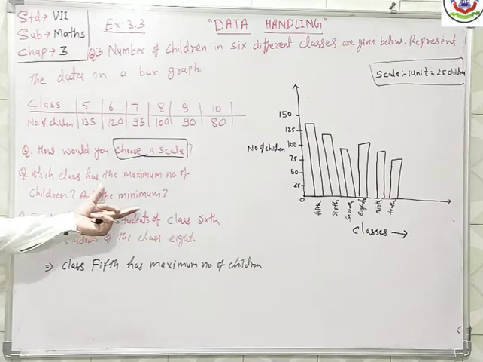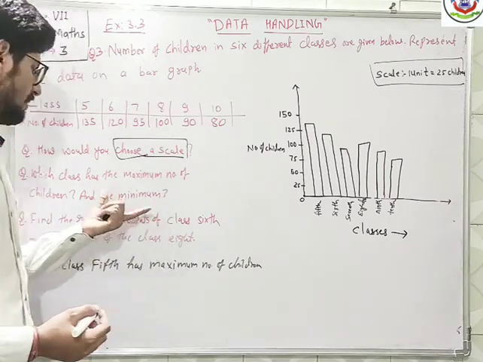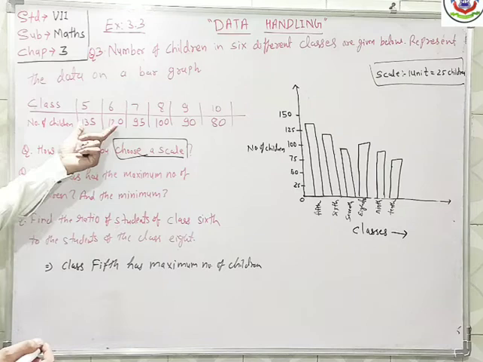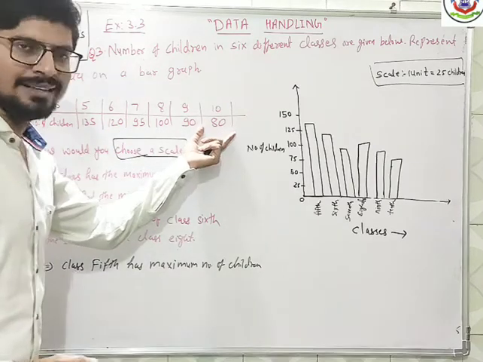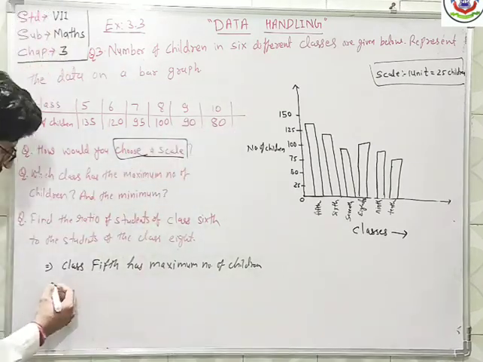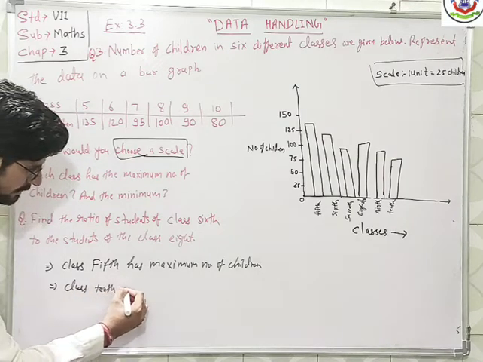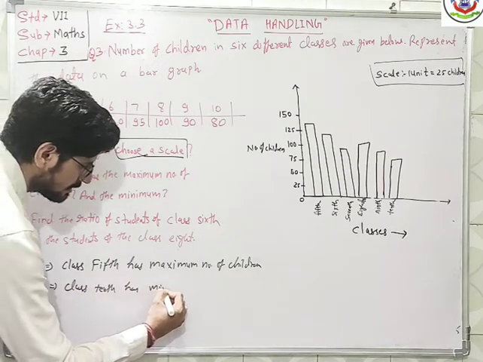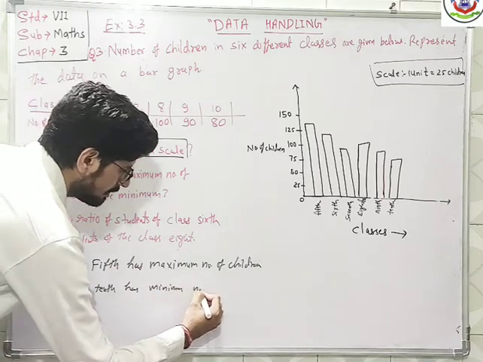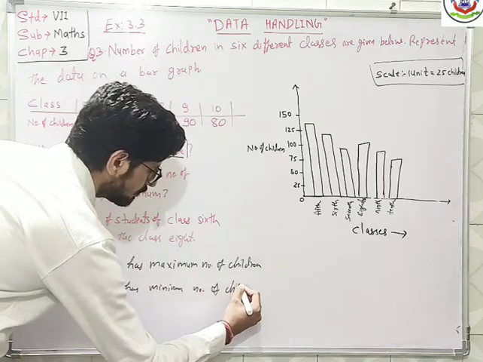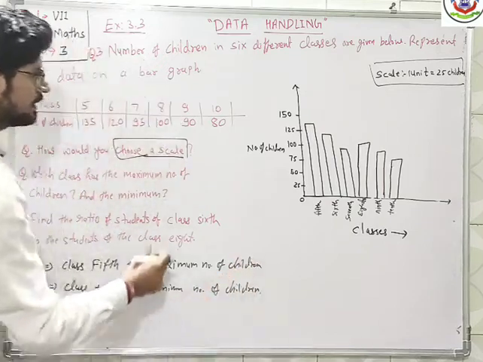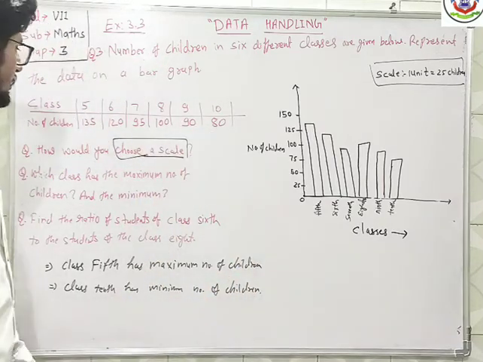Then, for the minimum, we have to answer. The minimum is in class 10th. So class 10th has the minimum number of children. Okay, we have 80 students.